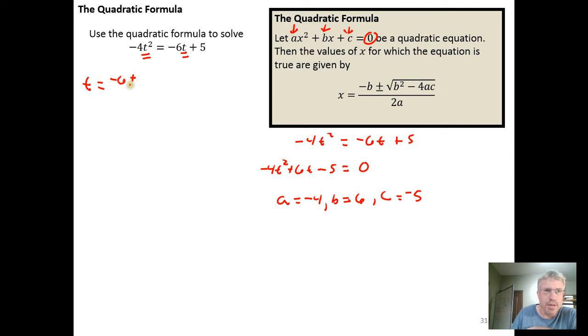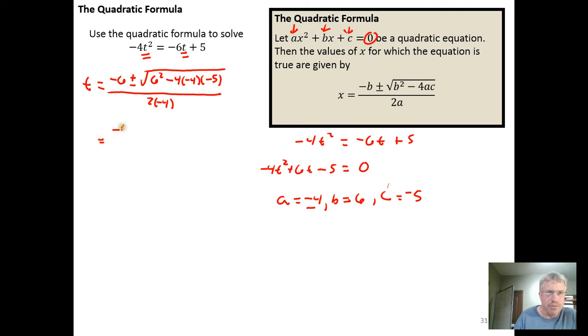Then we get our plus or minus the square root, and it's going to be b squared, which is 6 squared, minus 4 times a times c, and a is equal to negative 4, and c is equal to negative 5. And pull my radical all the way over everything that's supposed to be underneath it. Fraction bar over the entire numerator. And then I get 2 times a, where a is negative 4. And once we've loaded the formula, we just begin to simplify it.